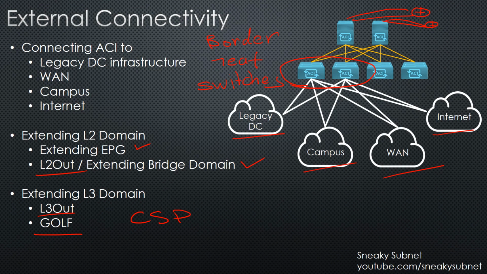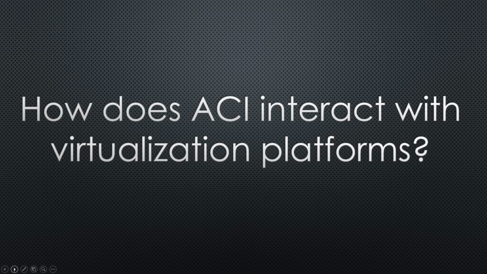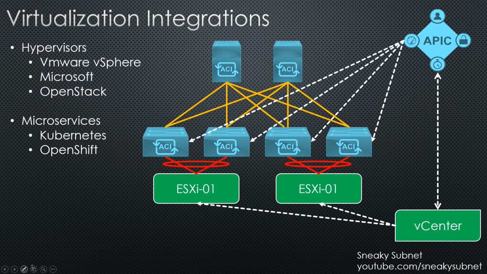Okay, now let's talk about interaction between ACI and virtualization platforms. So how does ACI interact with virtualization platforms? One of the key benefits of ACI is its wide range of integrations, especially with infrastructure components you almost certainly have. You can connect ACI to your VMware vSphere, Microsoft Hyper-V, and OpenStack. If you are an avid fan of microservices and containers, you can integrate ACI with Kubernetes and OpenShift. Here I named just the most popular integrations. If you use something else as your virtualization platform, you should definitely try to research whether ACI has an integration with it.